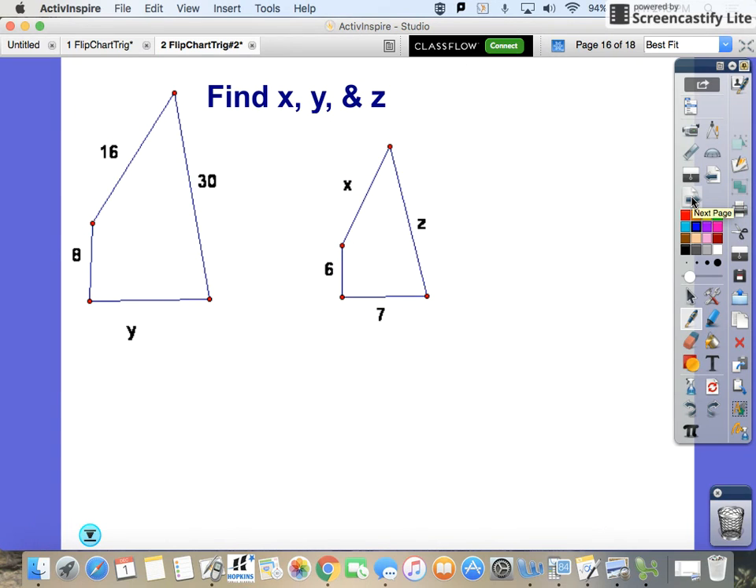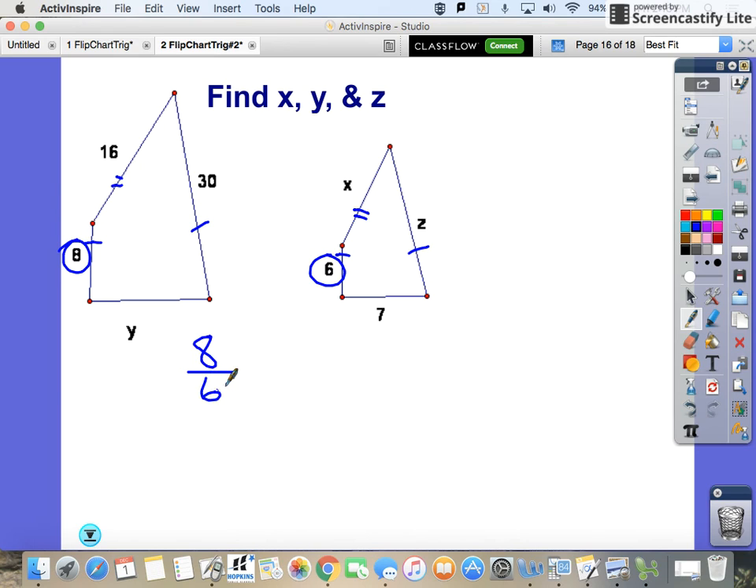Okay, so starting here, we need to find x, y, and z, but we need to find two corresponding sides for which we have both lengths. This corresponds to this, but that's a z and a 30, no good. This and this correspond, but that's an x and a 16, no good. This and this correspond, that's good. We have the 8 and the 6.